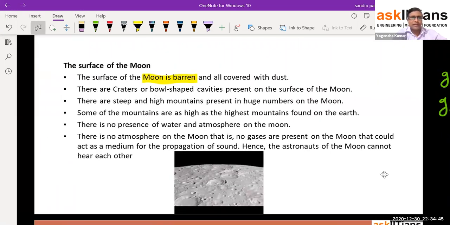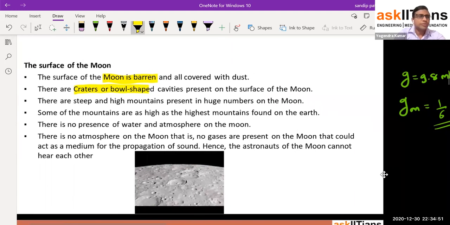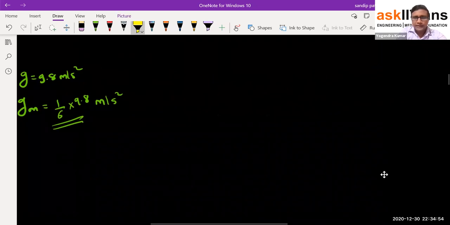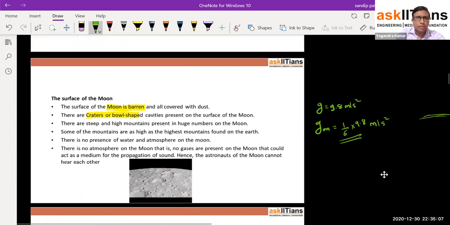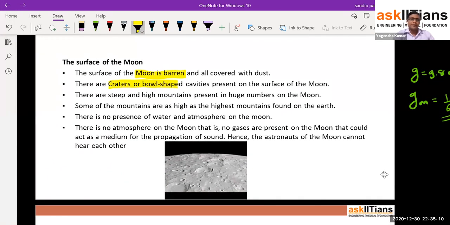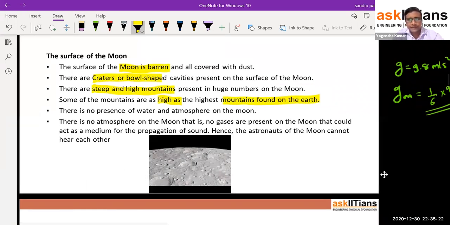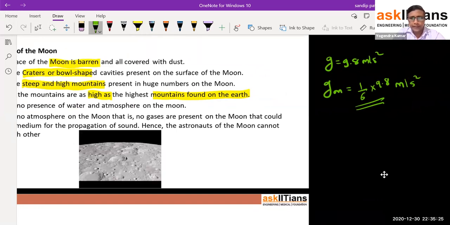Then it has some craters, or bowl-shaped cavities, something like this, right? If this is the surface, there will be very deep craters, right? Bowl-shaped cavities are present on the surface of the moon, we can say. There are steep and very high mountains present on the moon. Those mountains are as high as the mountains found on the Earth. Which is the highest mountain on the Earth? It's Mount Everest, right? Anybody know how much the height of Mount Everest is?